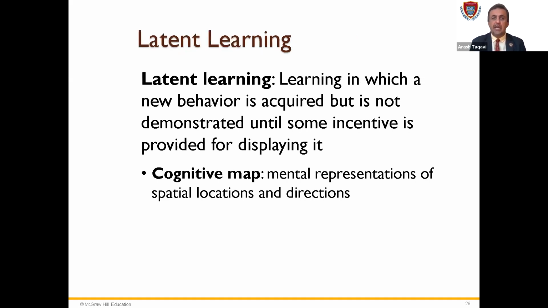Latent learning is learning in which a new behavior is acquired but is not demonstrated until some incentive is provided for displaying it. You know, but you don't show. It is latent learning, sometimes called hidden learning. Cognitive maps are mental representations of a spatial location and direction. It is your cognitive map about what you have learned and what you want to show. Many times, latent learning is not under the control of your conscious mind. Sometimes it goes a little lower, deeper, so-called semi-conscious, and sometimes it is called unconscious.